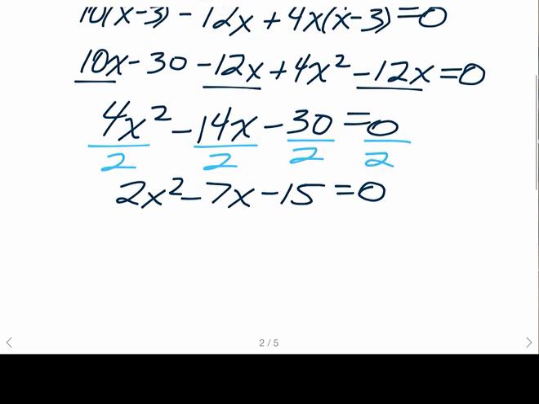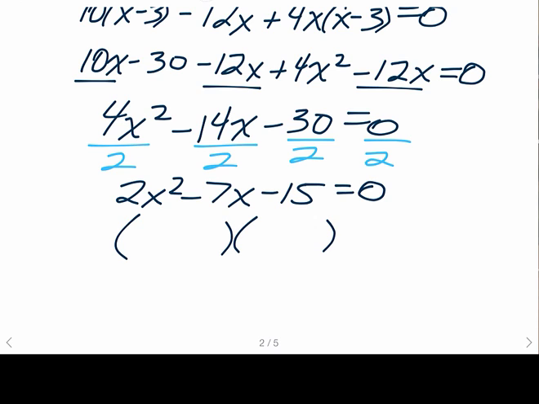And now I need to factor this quadratic. So I know this is going to factor into a pair of binomials. 2x squared for the first term indicates that the first term in each set of parentheses, respectively, should be 2x and then x. And then I need factors of 15 that'll mingle with this 2x squared in such a way that we end up with negative 7x for the middle term. I'm thinking 10 and 3.